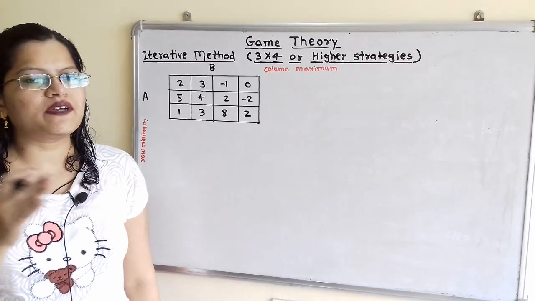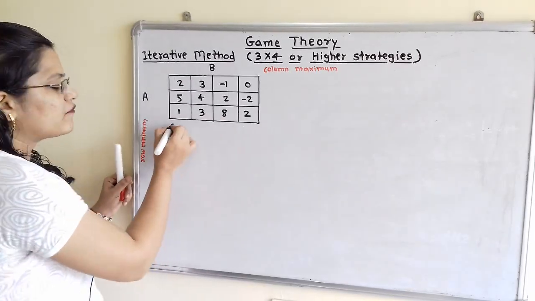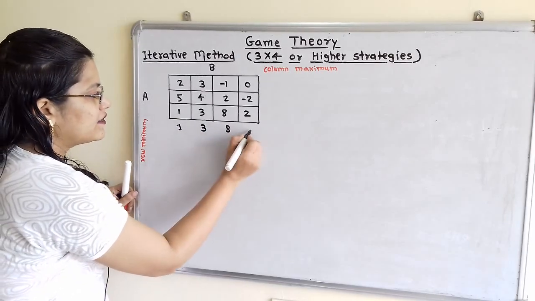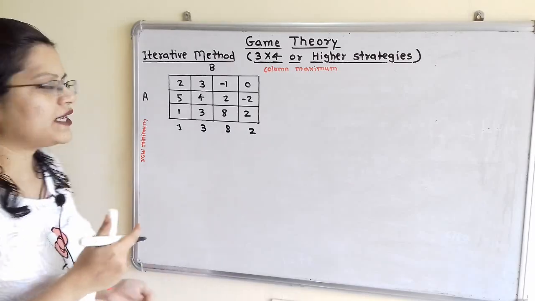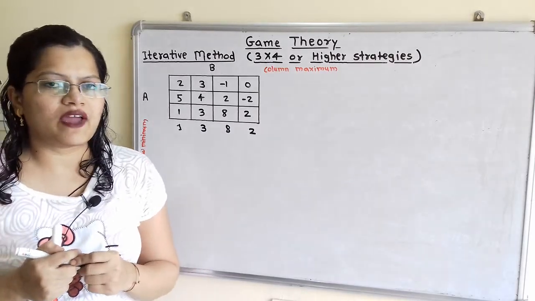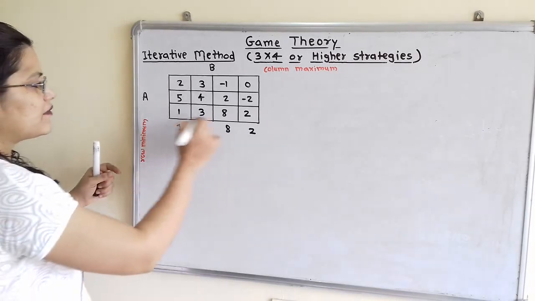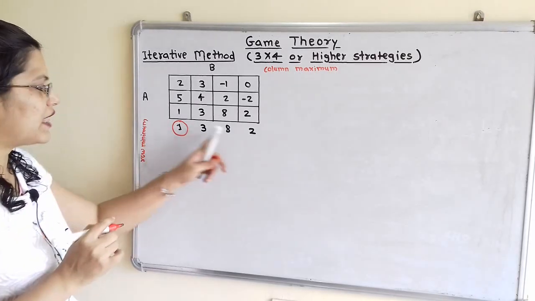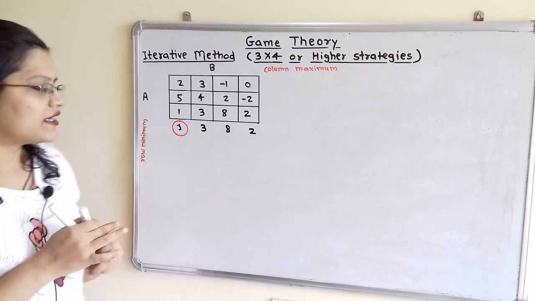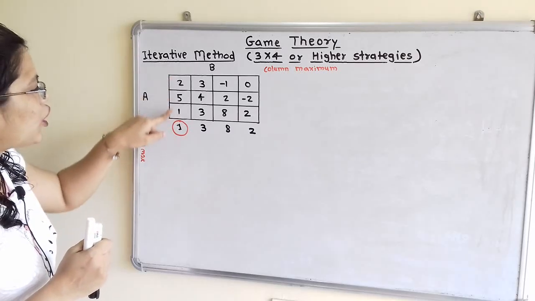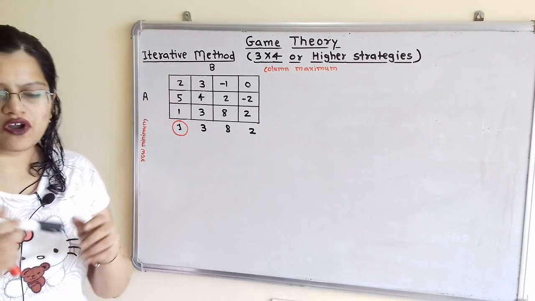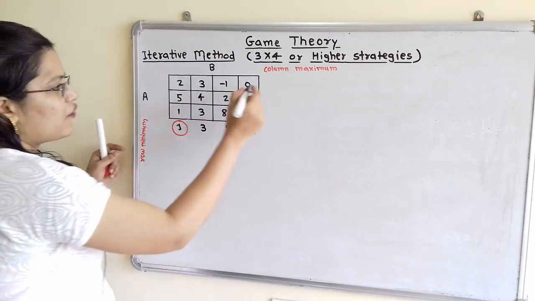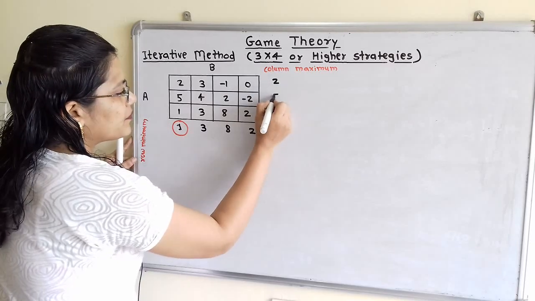For this case, we will choose row number 3 and we have to repeat the elements, that is 1, 3, 8, 2. Now from all these elements, we have to select the minimum value. Here the element 1 is lower than the other elements. Related to this minimum element, we observe the column, this is the first column, and we write that related column, that is 2, 5, 1. Now we will repeat the elements 2, 5, 1.